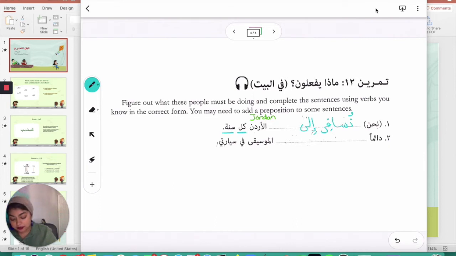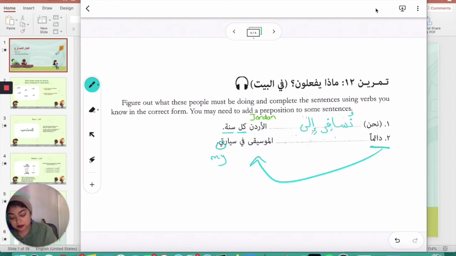Okay, دائما الموسيقى في سيارتي. What do we do to the music in the car? Listen. Who's the person listening here? Who should you conjugate it for? في سيارتي means my car. So most likely you're saying, I always listen. دائما means always. دائما, remember, is one of those words, it can go anywhere in the sentence. We can say أنا دائما or دائما أنا, or you could even put دائما at the end. You could use it wherever.